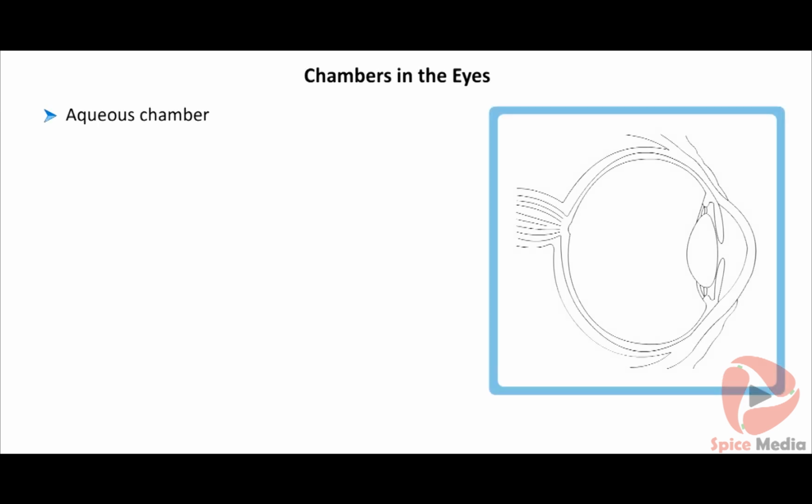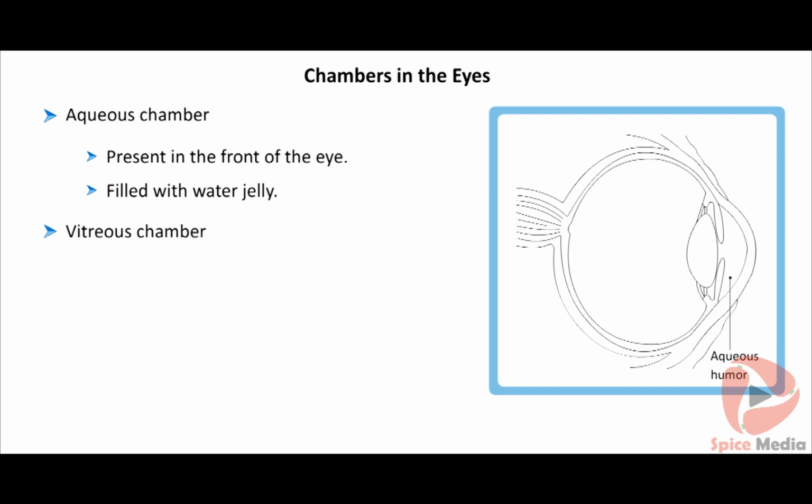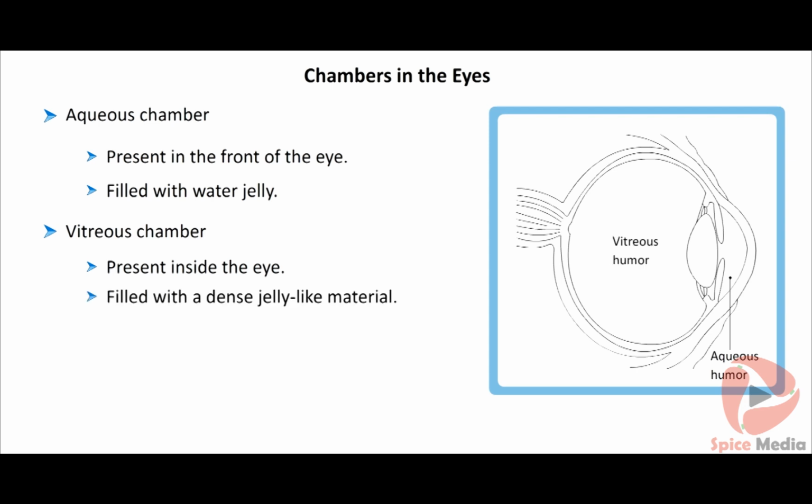Chambers in the eyes. A small aqueous chamber is present in front of the lens, and it is filled with a watery jelly called aqueous humor. Vitreous chamber is the inner chamber and also the main chamber of the eye, extending from behind the lens to the retina. It is filled with dense jelly-like material called vitreous humor. This helps in maintaining eye shape.